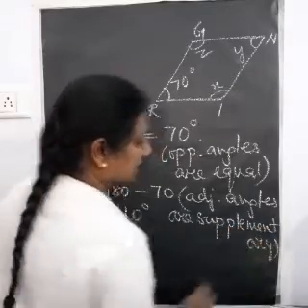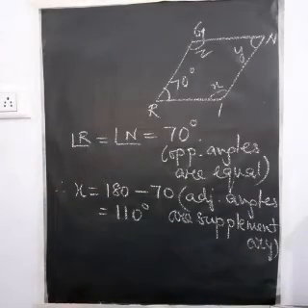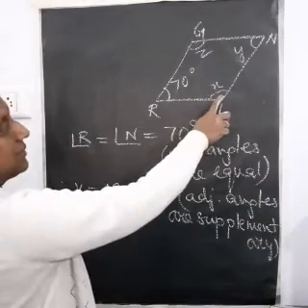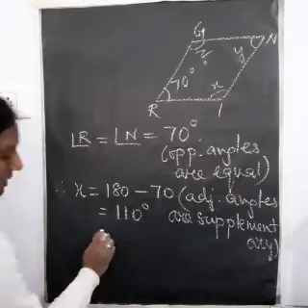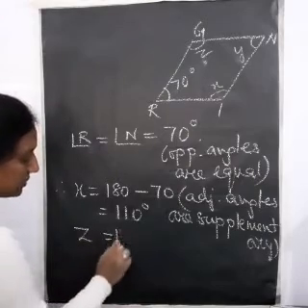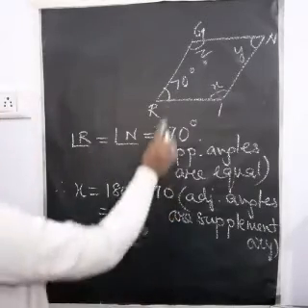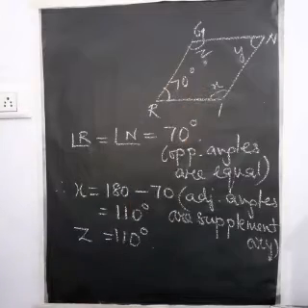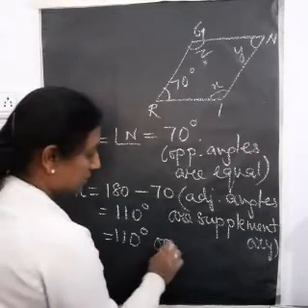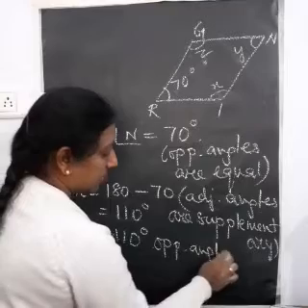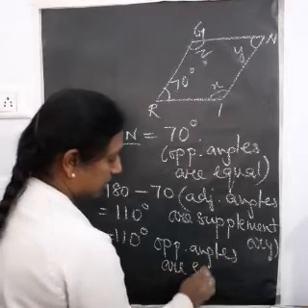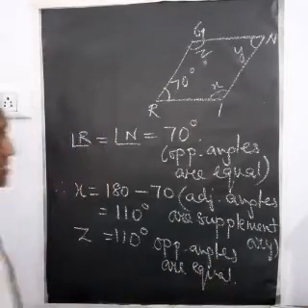Understand? Adjacent angles are supplementary. Now if X is equal to 110, what do you think Z will be? So Z is also going to be 110 since opposite angles are equal. Why? Because opposite angles are equal. So did you understand how to solve this sum?